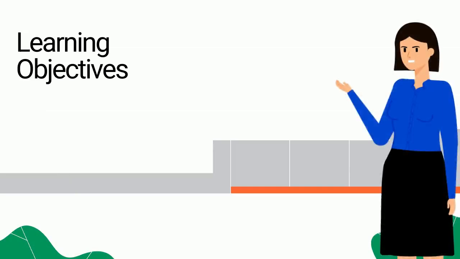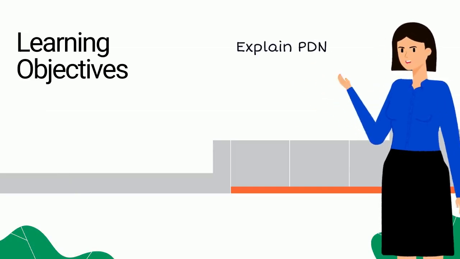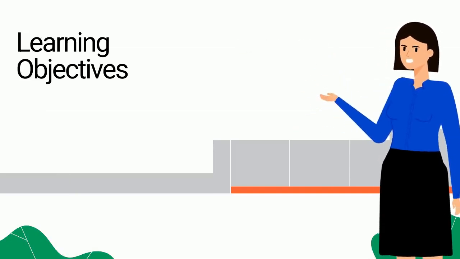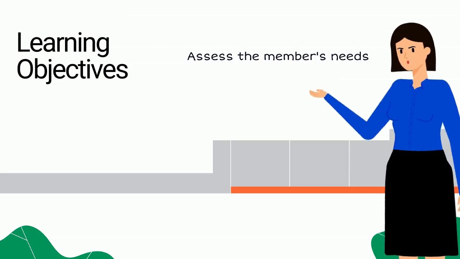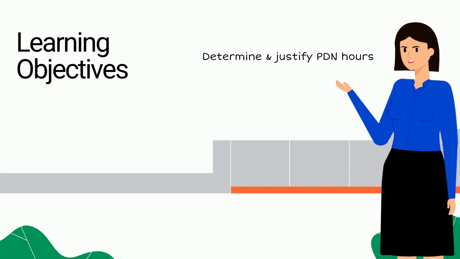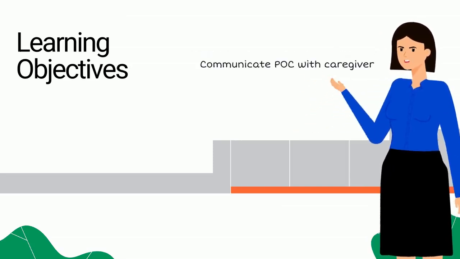By the end of this module, our goal is that learners can do 4 things. Explain PDN service coordination and eligibility. Assess a member's needs from chart evidence and a virtual home visit. Determine and justify medically necessary hours. And communicate the plan to families in plain language.